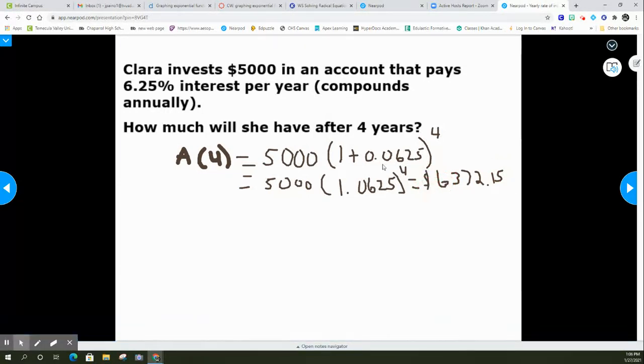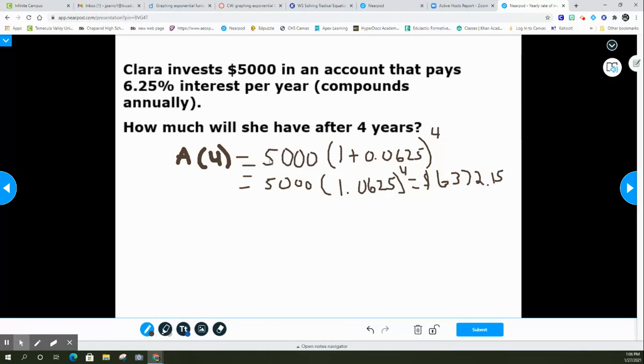And so that's a pretty good return right there, right? Just in 4 years of earning interest, she gained $1,372 in interest earned. That money's growing, right? That's the power of compounding interest. The better the rate you can get, the faster it's going to grow.